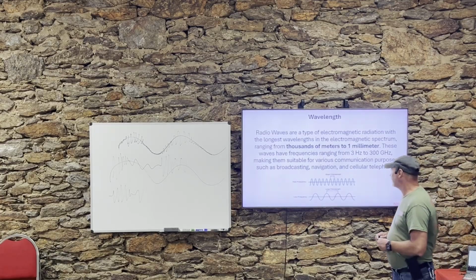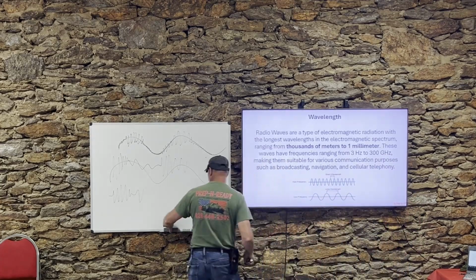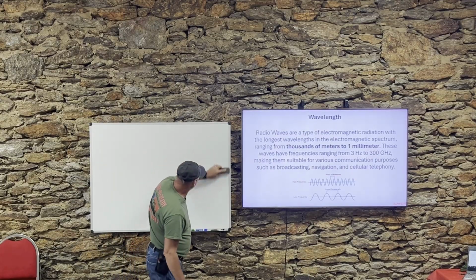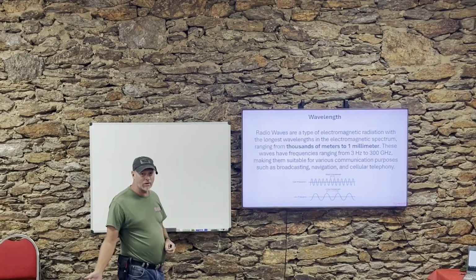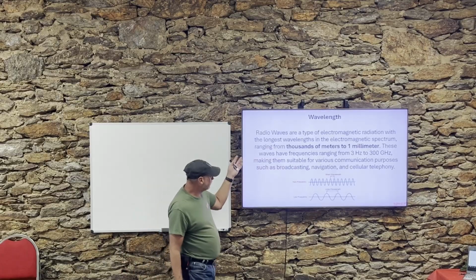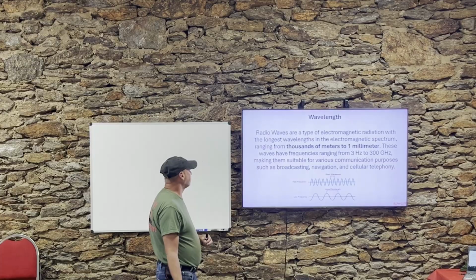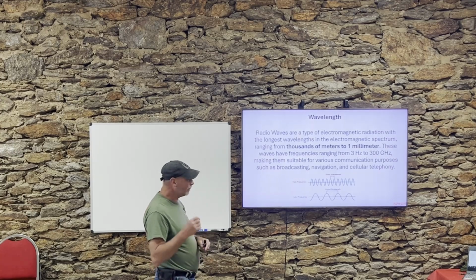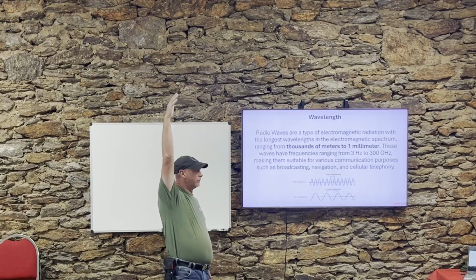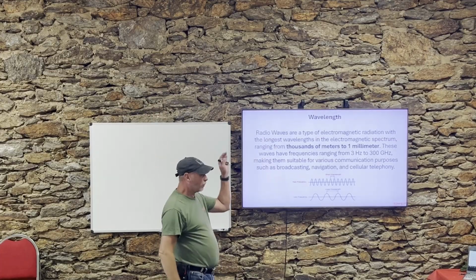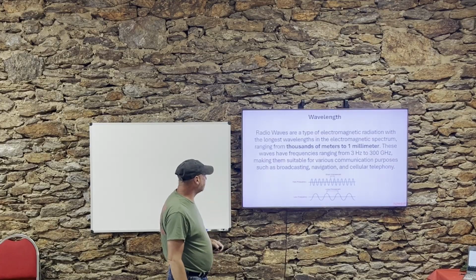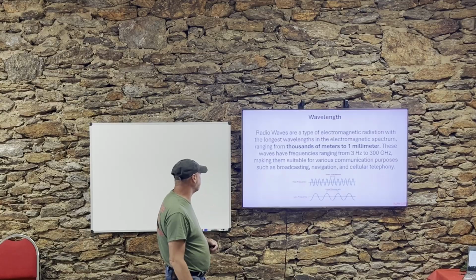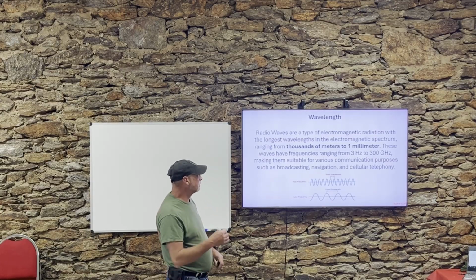All right, wavelengths. So we're still talking about the wave. When we say you've got different channels, different frequencies to talk on and stuff, I mentioned, if you tuned in, well, here, we'll just read this real fast. Radio waves are a type of electromagnetic radiation, with the longest wavelengths in the electromagnetic spectrum, ranging from thousands of meters to 1 millimeter. So you've got everything going from this big all the way up to 1,000 meters for the wavelength. These waves have frequencies ranging from 3 hertz to 300 gigahertz, making them suitable for various communication purposes such as broadcasting, navigation, and cellular telephony.